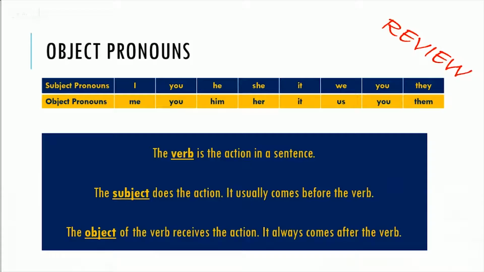The subject does the action. It usually comes before the verb. So el sujeto hace la acción y usualmente viene antes del verbo. That's how you know what the subject is. The object of the verb receives the action and it comes after the verb. El objeto del verbo viene después de la acción y entonces siempre viene después del verbo. So that's how you know when to use subject pronouns and object pronouns. Ahí es que sabemos si tenemos que usar un pronombre para los sujetos o un pronombre para los objetos.